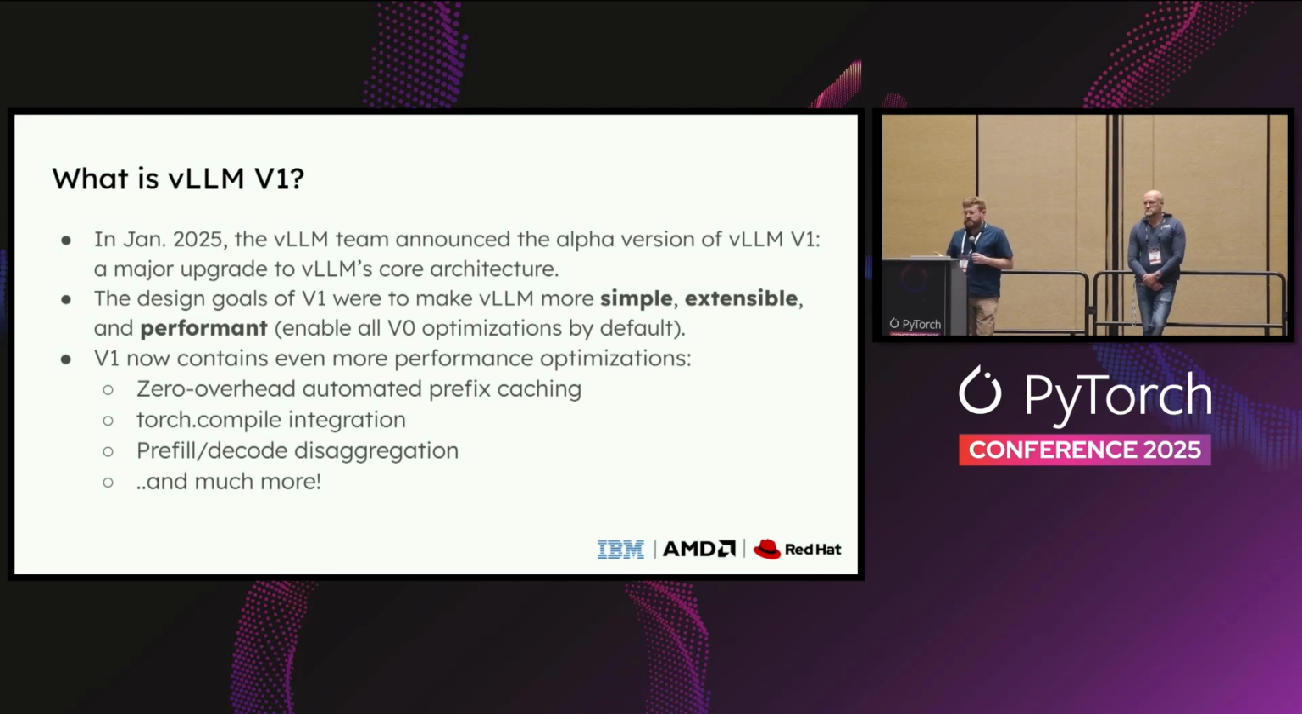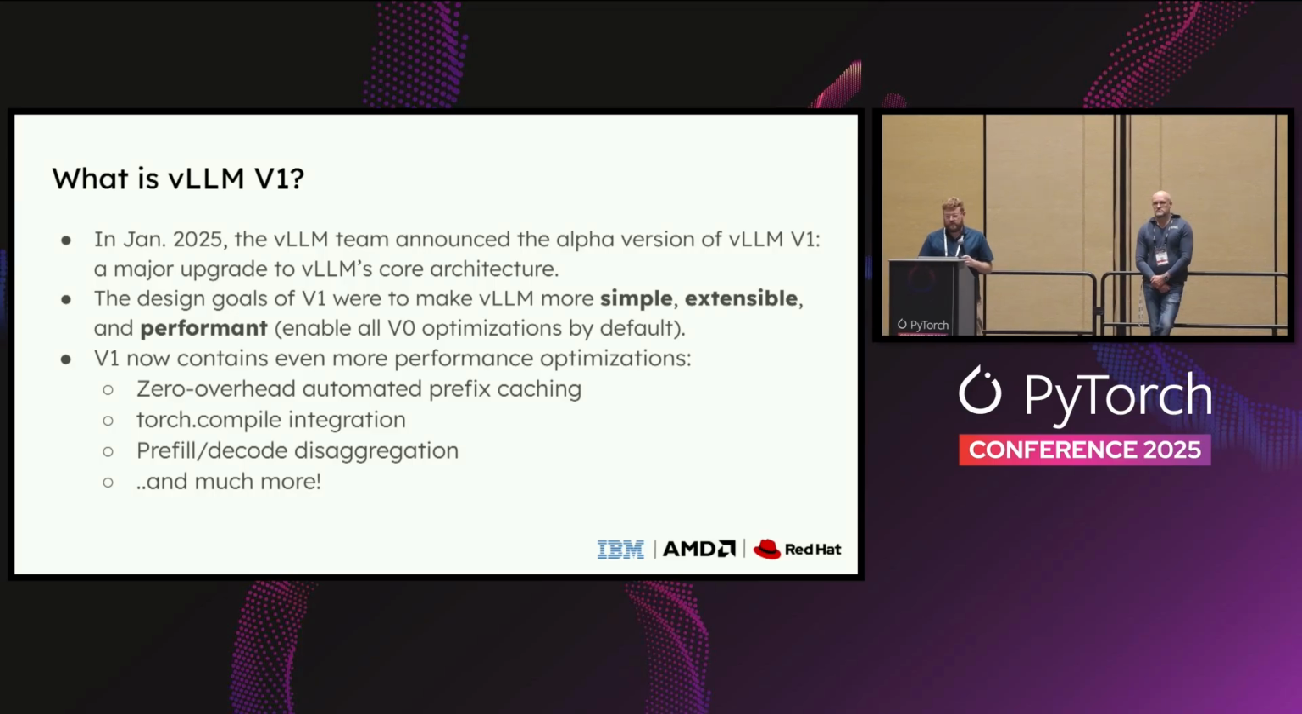Since then, that was in January, v1 now has many more features related to performance, like zero overhead, automatic prefix caching, integration with Torch Compile, which we heard about yesterday, and stuff like PD disaggregation, and many more. So v1 is awesome. We want it.